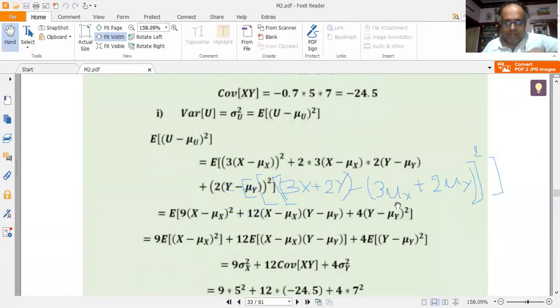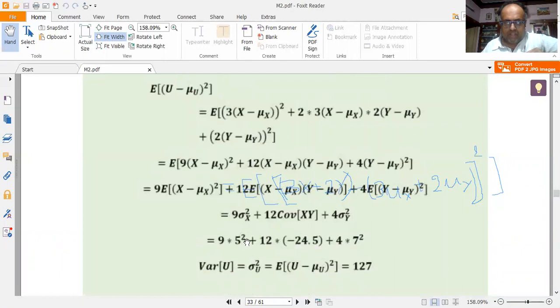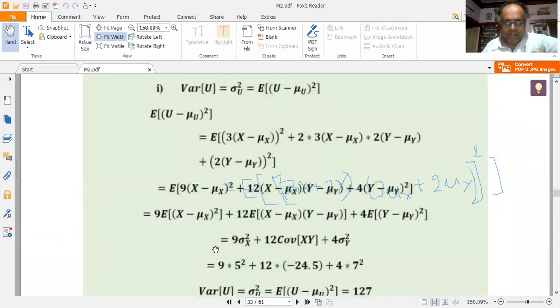So using this, I get the answer as E of u minus mu u the whole square, which is nothing but the variance of u, is equal to 9 sigma x squared plus 12 into covariance of xy plus 4 sigma y squared. This final answer I should arrive at. I can use A plus B the whole squared or A minus B the whole squared depending upon the terms that I am combining and then applying the corresponding formula. But this is the final answer that I get.